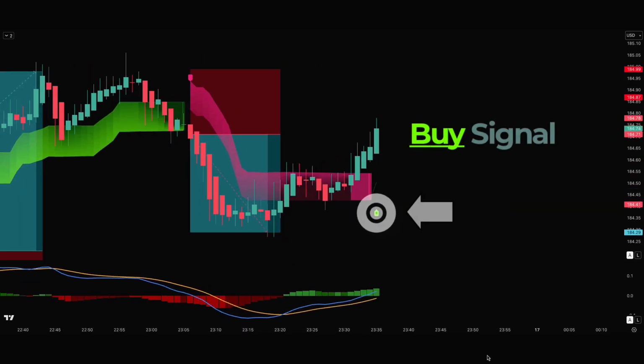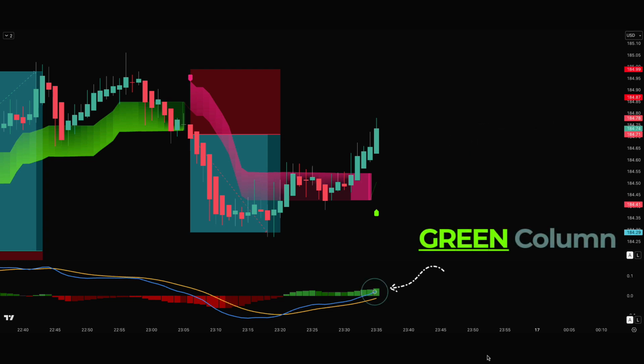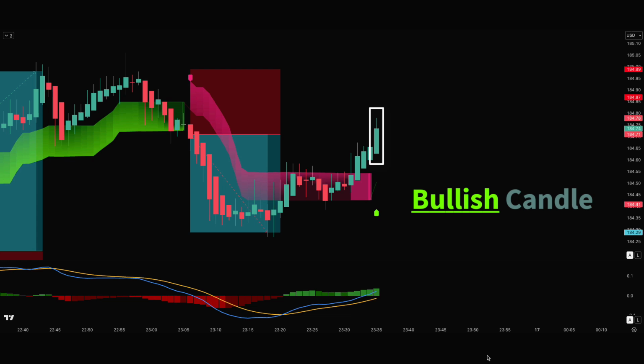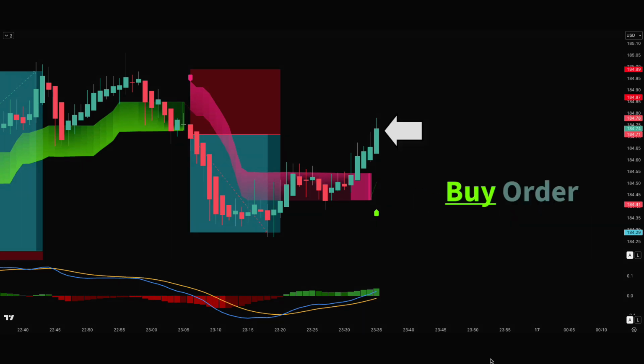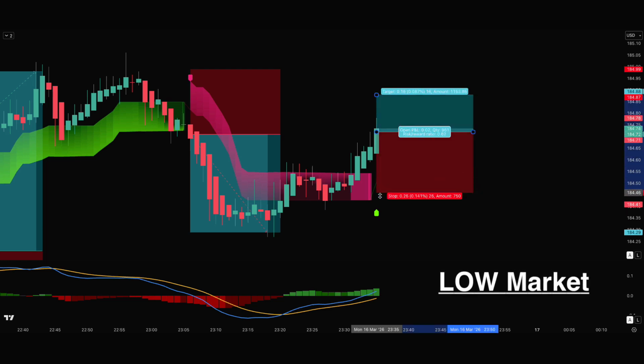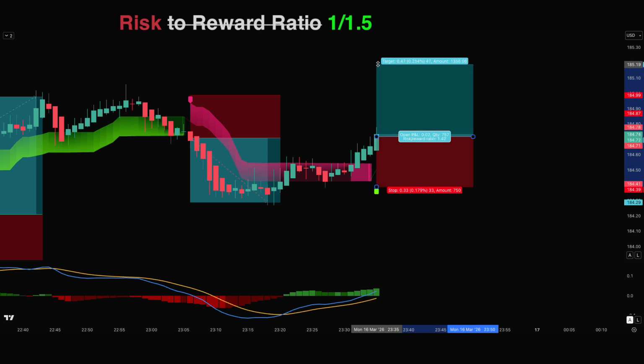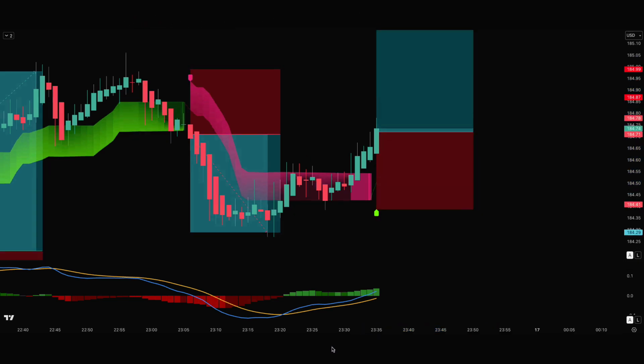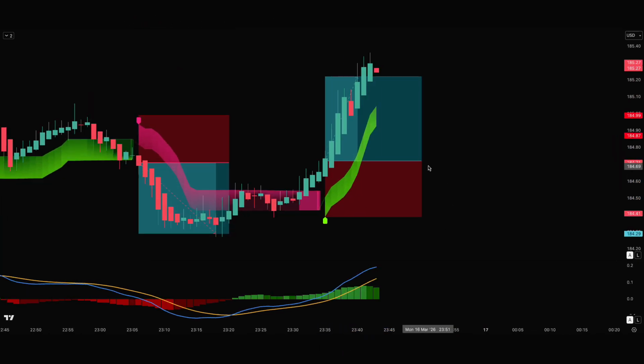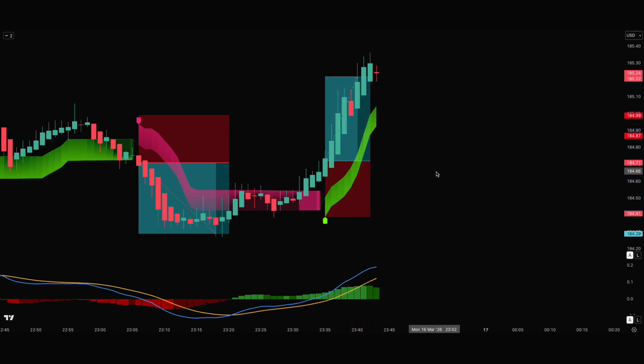Here, the adaptive trend arrow of this indicator gives a buy signal. Here, the MACD divergence shows green columns. Here, the market has made a bullish candle to give confirmation. So all our conditions are being fulfilled, so we are placing an order to buy. Our stop loss is to be placed at the previous low of the market, and the risk-to-reward ratio will be 1:1.5. We have won the trade. Let's find the next trade.